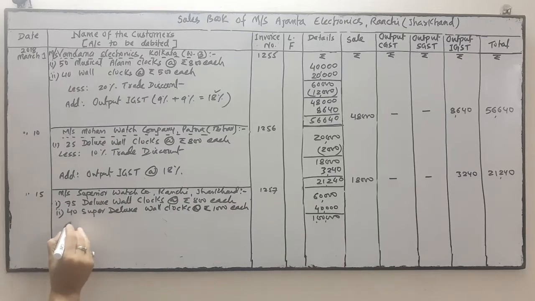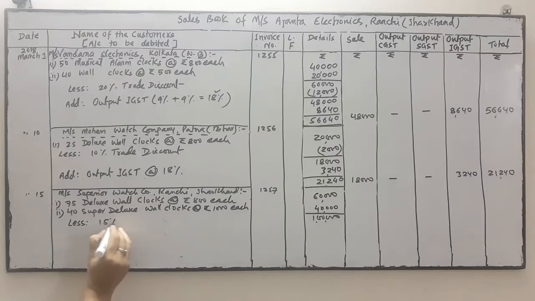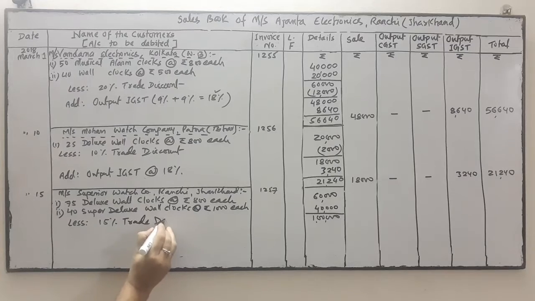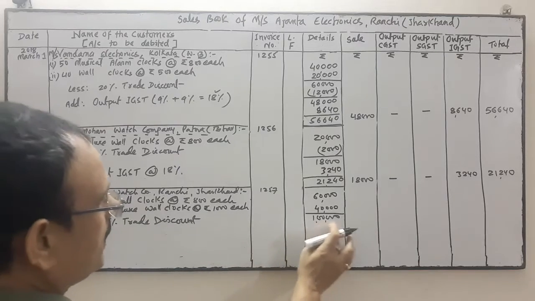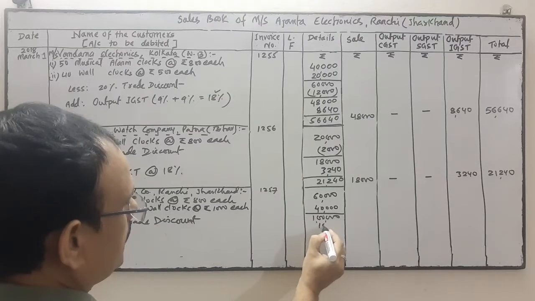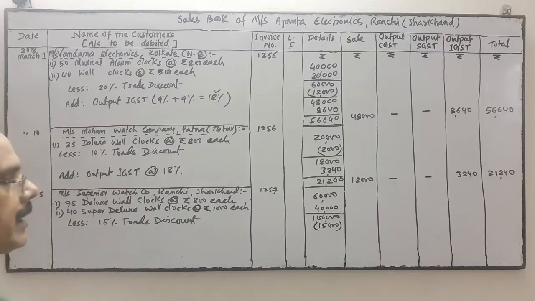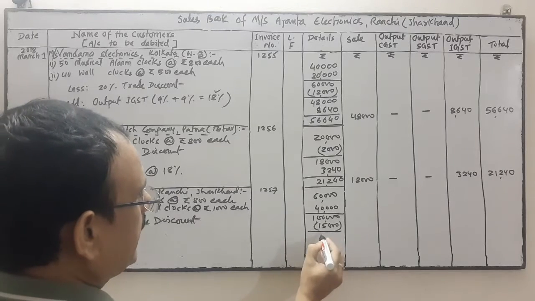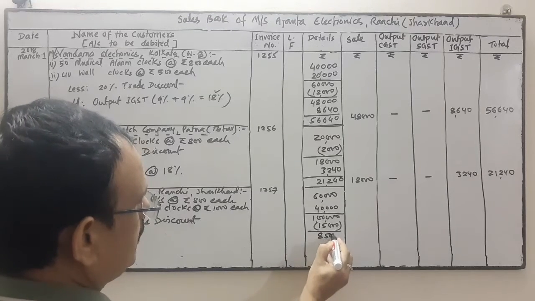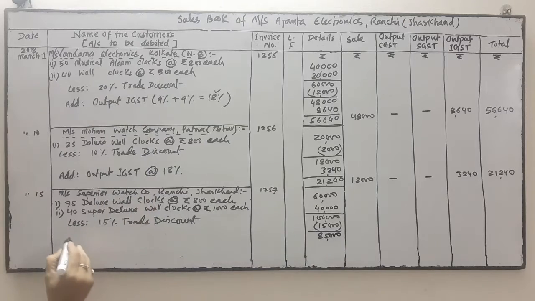Less trade discount. Over here it is a 15% trade discount. So we'll calculate the trade discount at the rate of 15% of which amount? 1 lakh. So 15% of 1 lakh, that is 1 lakh into 15 by 100, is 15,000. So this is 85,000 after deduction of trade discount.